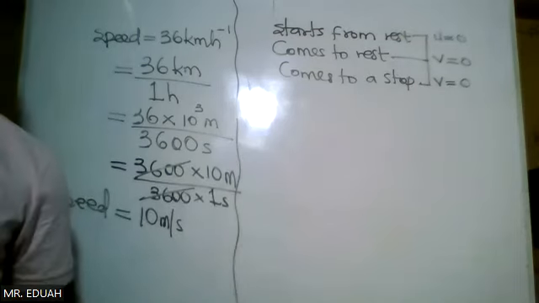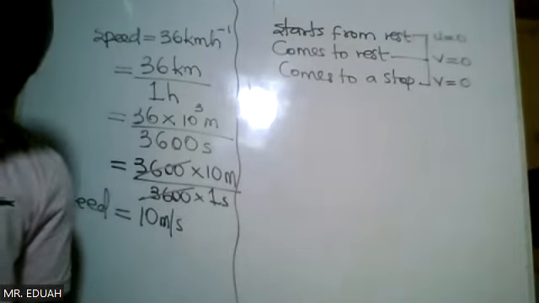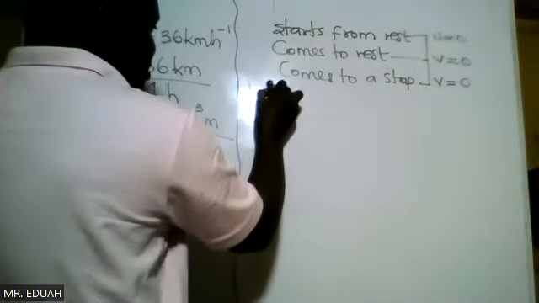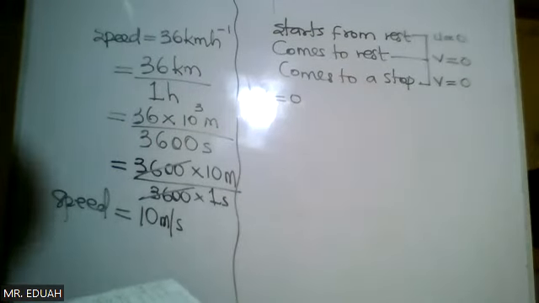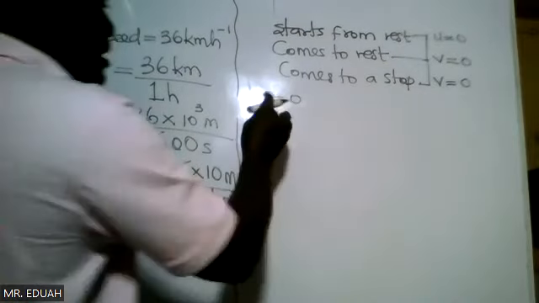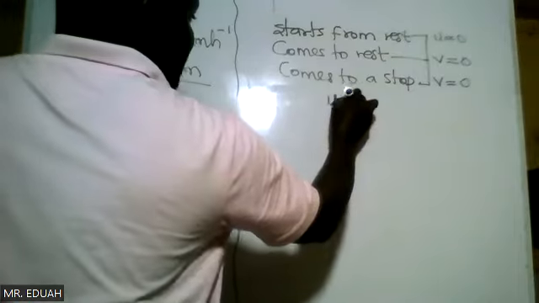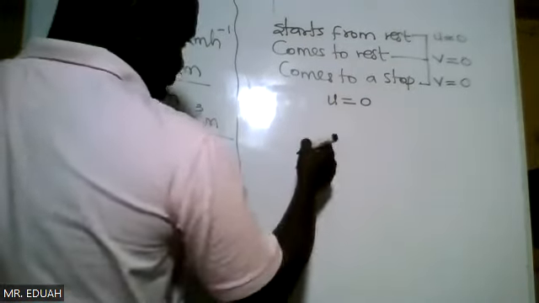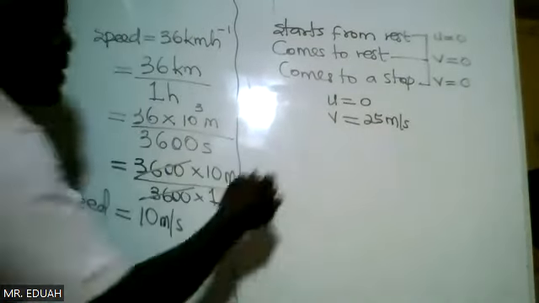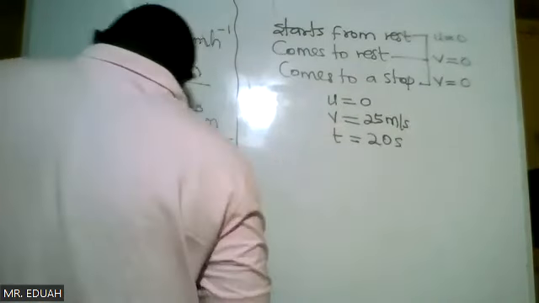So a car starts from rest, meaning initial velocity u is zero. It acquires a speed of 25 meters per second. So look at the build-up. Initial velocity zero. Then it acquires a speed of 25 meters per second after 20 seconds. So after starting from rest, its speed increases, and the final velocity is now 25 meters per second. This change in speed occurs within a time interval of 20 seconds. That is what it means.